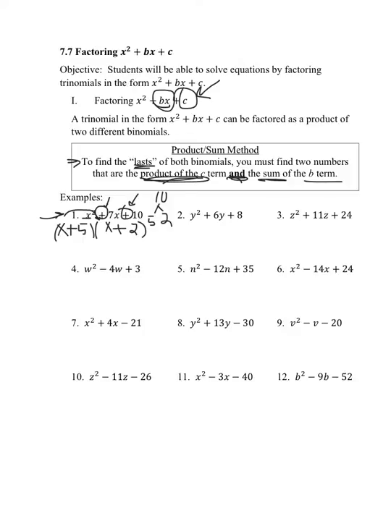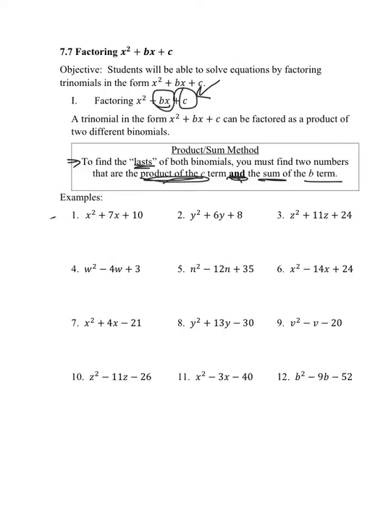And I do my firsts, so x times x, that's x squared. My outers, so x times 2, that's 2x. Inners, 5x, so 2x plus 5x is 7x. And then my lasts, 5 plus 2 is 7, or is 5 times 2 is 10. So it goes right back to the beginning there, right back to that original. So let's get rid of all that.